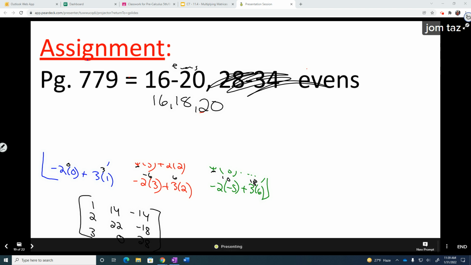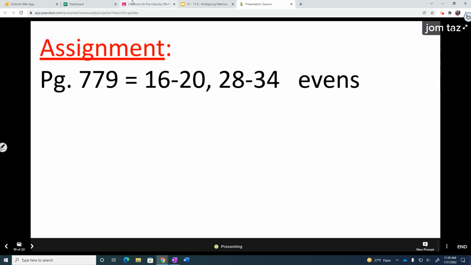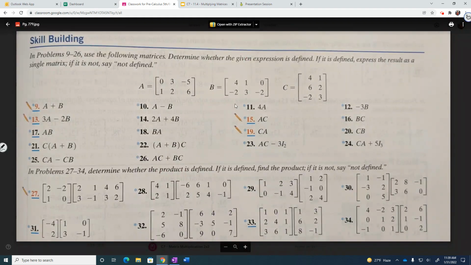So get a start on that and try to get some of it done. I'll be around to help you too if you are confused on how to start that. But it's going to be these same A, B's, and C's, 16, 18, and 20. And like I said, one of them is not defined, so you should be able to pick that one out. Make sure if you're confused on how to start it or what you're doing, make sure to raise your hand and ask for help.